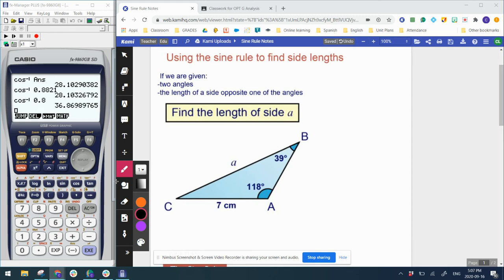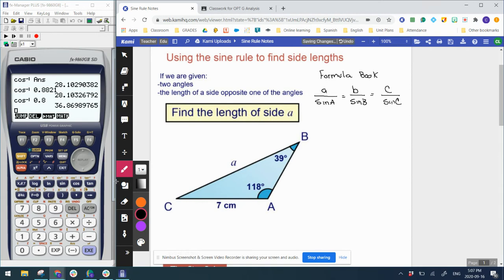Okay, so the sine rule is just about a bunch of proportions. In your formula booklet, so again, this is in your formula book, it is written as A over sine A is equal to B over sine B equals C over sine C.